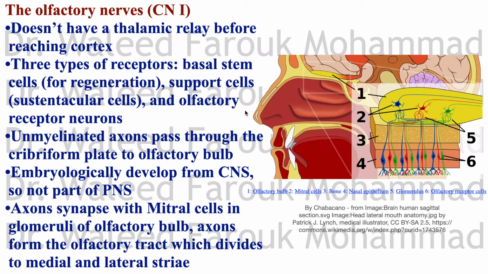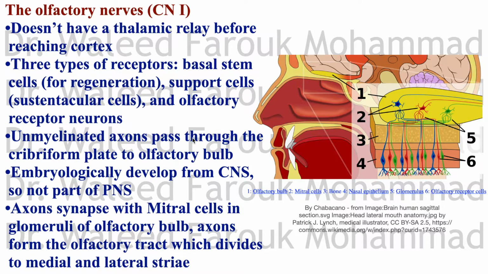Now, starting with the first cranial nerve, which is the olfactory nerve, it's unique in that it doesn't have a thalamic relay before reaching the cortex. We are used to all sensations coming to the cortex having to relay in the thalamic nuclei first, but this special sense doesn't have a thalamic relay before reaching the cortex.